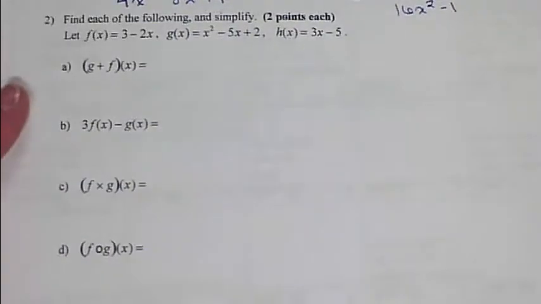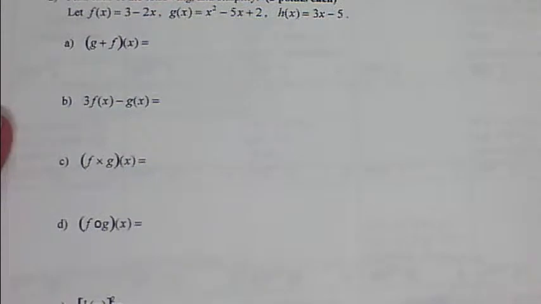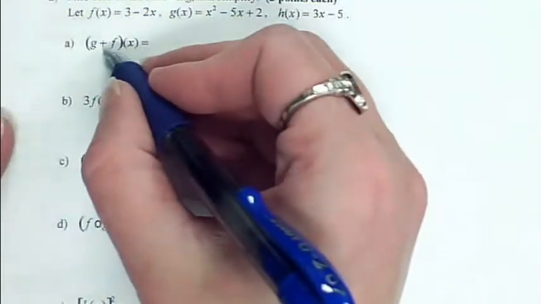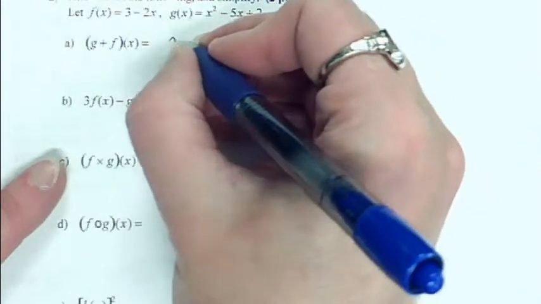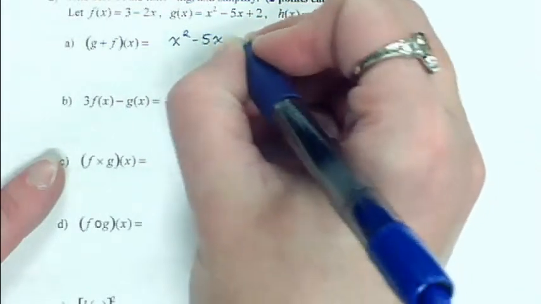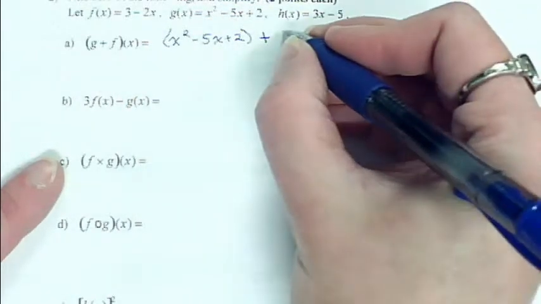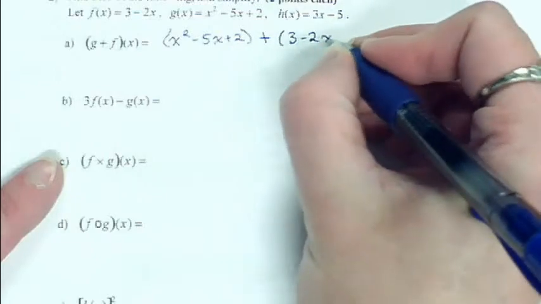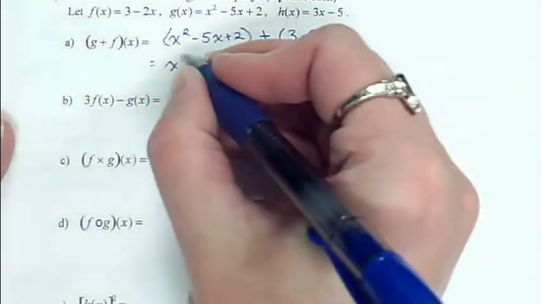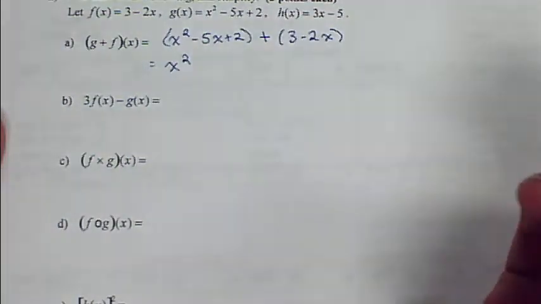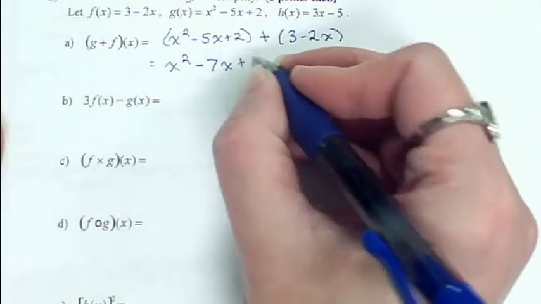Now, to continue those types of things, but with different functions, the next part we have new functions. G plus f. That literally means to take g of x, which is x squared minus 5x plus 2, and add to that f of x. F of x is 3 minus 2x. Now I want to add those together. So you just combine your like terms. There's no other x squared. I have negative 5x and a negative 2x. That gives me negative 7x. Then I have a 2 and a 3. Gives me a 5.